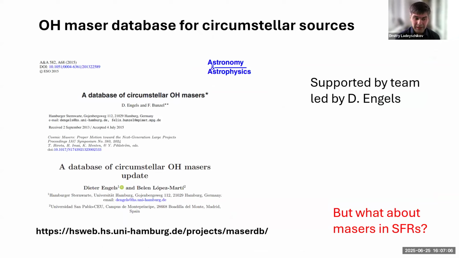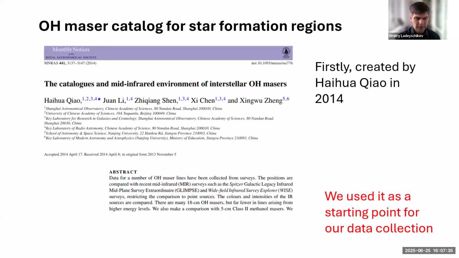Regarding OH masers in circumstellar sources, I want to mention the great work of Dieter Engels in collecting OH maser observations of this kind of sources. His database is collected using data starting from 1983 up to 2022. It is very nice and consists of many observations for single-stellar OH masers. But what about star formation regions?